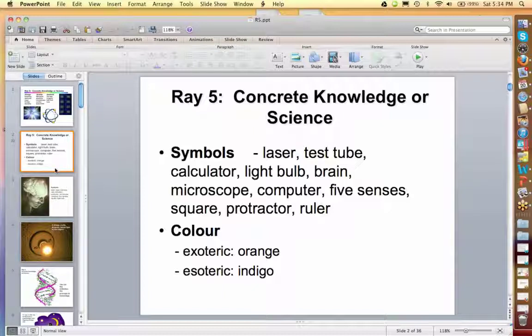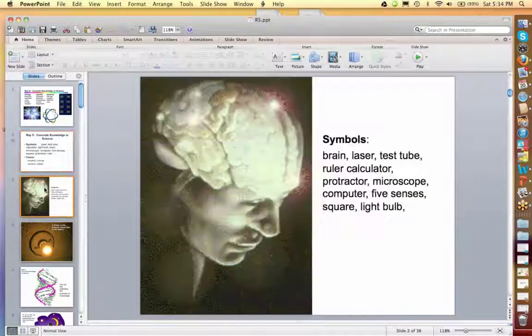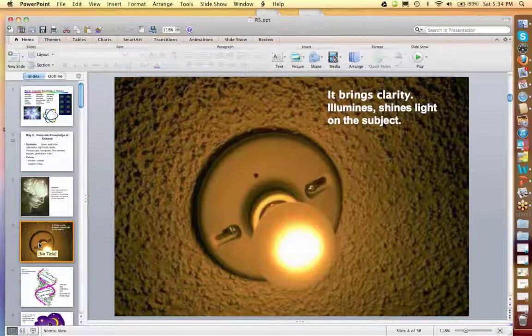Its exoteric color is orange. Its esoteric color is indigo blue. Does that ring a bell, indigo blue? For those that didn't attend the second ray discussion, it's the color of the second ray as well. So right here, we see the relationship between 5 and 2. More symbols here. It brings clarity. It illumines by shining light on the subject.